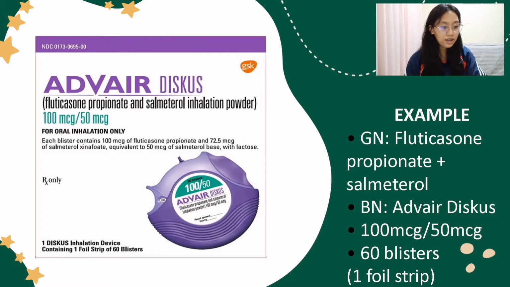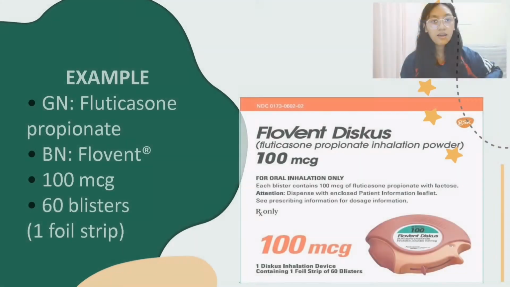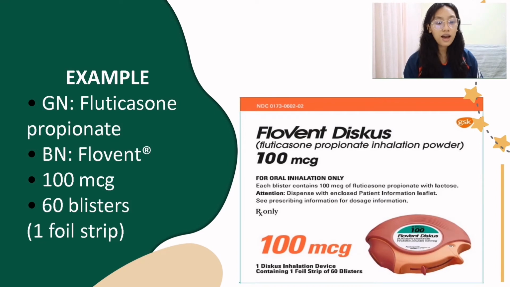Then the brand name would be Advair Discus, which contains 100 micrograms and 50 micrograms. We have 60 blisters in one foil strip. For the next example, we have Flovent. So, Flovent with the generic name of fluticasone propionate is not used to cure asthma, but it is used to treat the symptoms of asthma by reducing the inflammation of the lungs and airways, making it easier for the patient to breathe. So, the Flovent Discus inhaler contains 100 micrograms and 60 blisters in one foil strip.